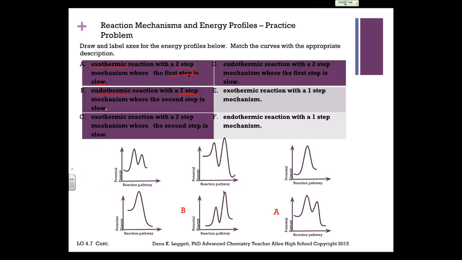All right, then we look at C. It's going to be exothermic, so that means it is going to release more energy than it took in. And it is a two-step mechanism where the second step is slow. So it can't be this one, it can't be this one because it's got two steps, it can't be that one. So it has to be this one. Let's make sure it has two steps, so two hills, and the second step is slow. That does qualify this one. The second step did take quite a bit longer because it has a higher hill.